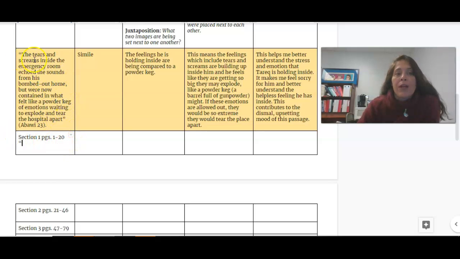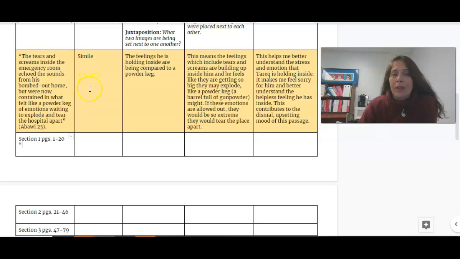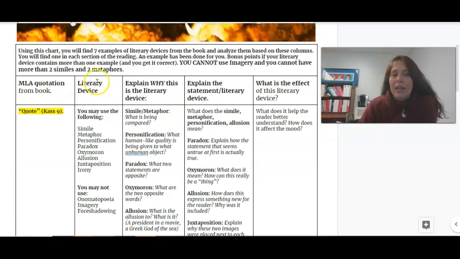An example. "The tears and screams inside the emergency room echoed the sounds from his bombed-out home, but were now contained in what felt like a powder keg of emotions waiting to explode and tear the hospital apart." This is from a different book. This is the author, the page number. So this quotation right here is an example of a simile. In the second column, you have to identify the literary device. So it is a simile.